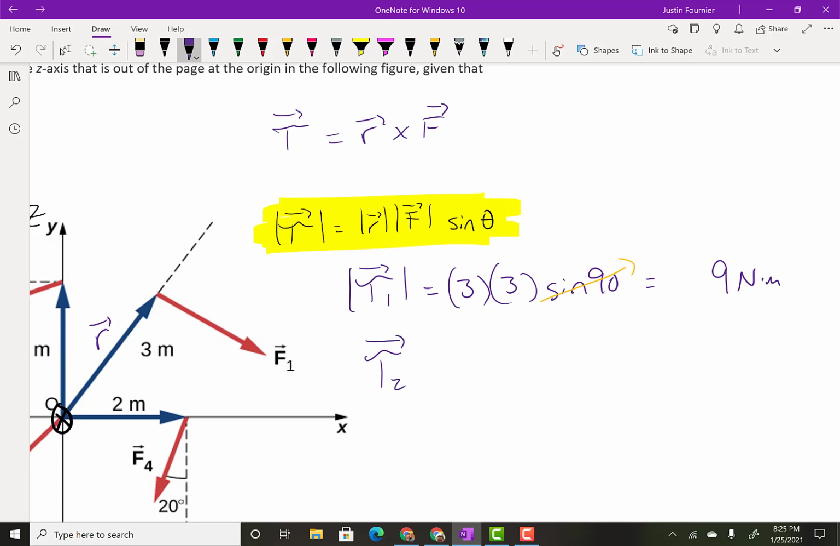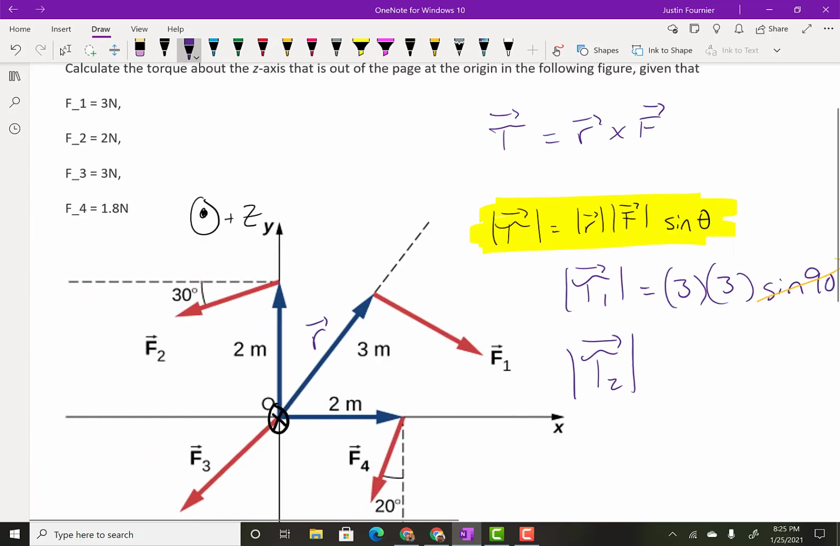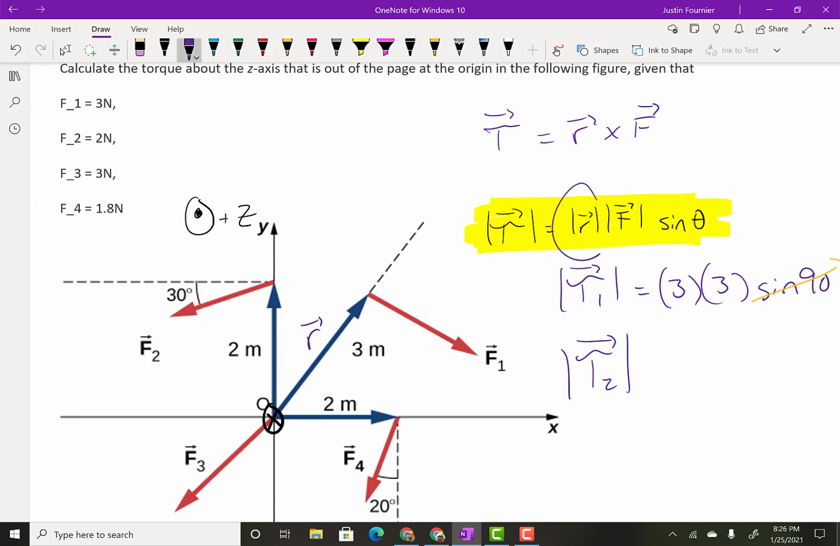So torque 2, that is over here. Again, the r vector is the distance. The force is being applied right up here, and the axis of rotation is down here. So my r vector is going to point from the axis of rotation to where the force is being applied. That's really just this arrow itself. This was R1, this is going to be R2. R2 is going to be equal to 2 meters, which I have right here. Then multiplied by the magnitude of the force, F2, which is 2 newtons.